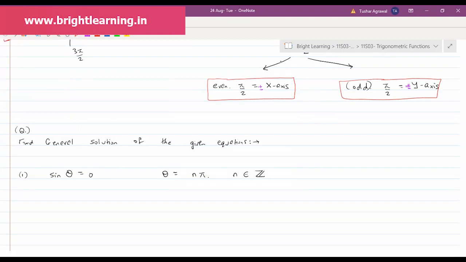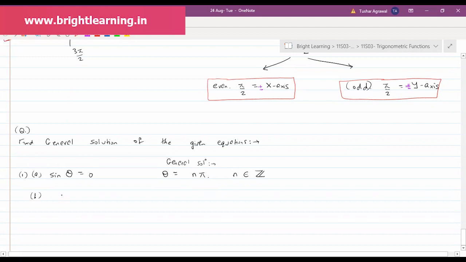Ujita, how can it be 90 degrees? Okay. Sin theta is equal to 0, so theta will be equal to n pi, n belongs to integers. This is the general solution. You put any value of n according to your choice. All those values will be solutions of this. Sine of that angle will be equal to 0. Is this clear?